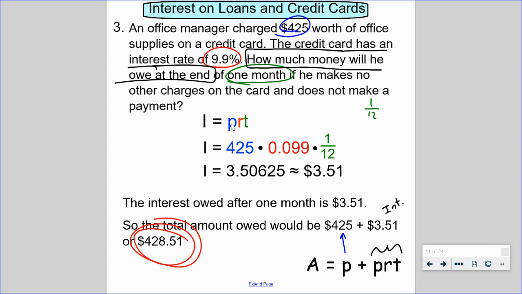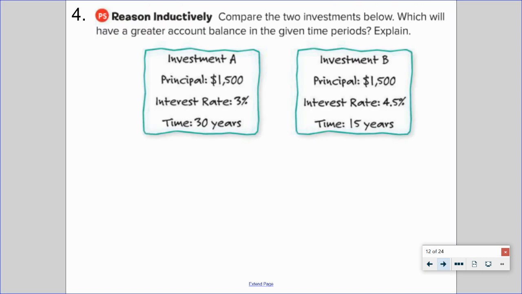Please be careful. What is the question asking? If it was asking for interest, all you got to do is say $3.51. But if it's asking how much must be paid back in the end, don't forget to add the principal $425 together with the interest to find $428.51.